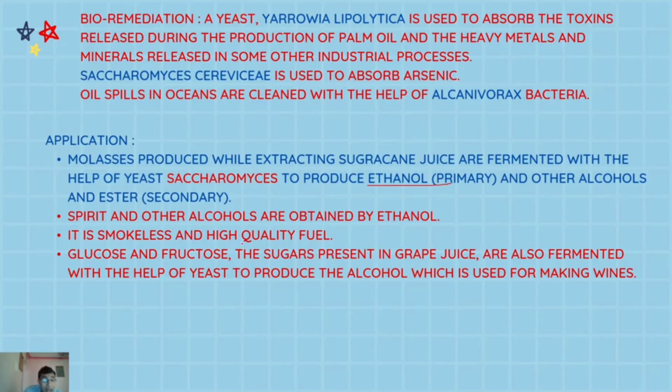Then glucose and fructose, that is the sugars present in the grape juice, are also fermented with the help of yeast to produce the alcohol which is used for making wines. Okay, so grape juice, in that also we will find some sugar, that is glucose and fructose. Again, these are nothing but the carbohydrates. Okay, so glucose, that is C6H12O6, and fructose C6H12O6, both are the carbohydrates, and these carbohydrates are again fermented with the help of yeast, okay, and what we are going to get? We are going to get an alcohol, and that alcohol is used for making wine. So this is the application of this particular fungi or microbe, that is yeast.